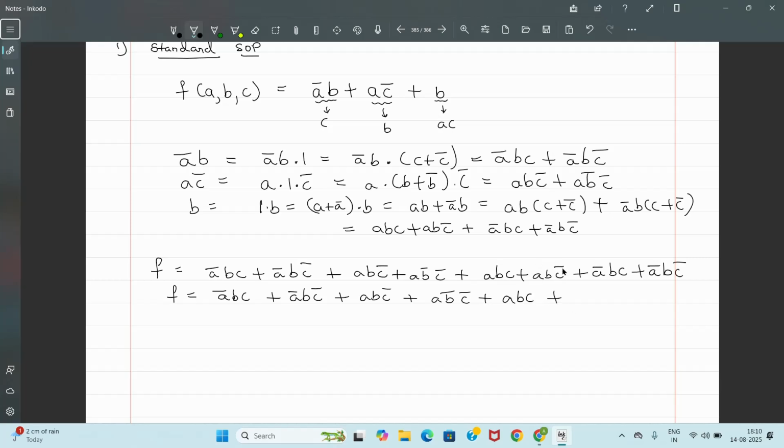Lastly, when you come to this a b c bar, you see it is already written once, so you can eliminate this. You don't have to repeat it again. The next term is a bar b c, which is also already done, so this is also not required.